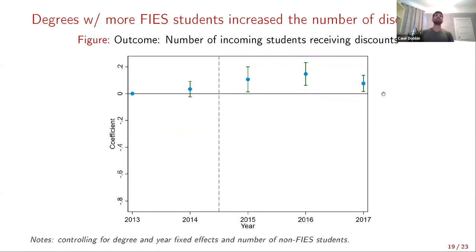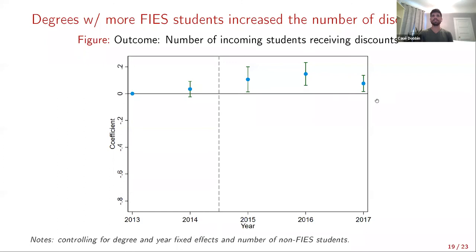So the story that I told in the beginning is very similar to what happened. Before the policy change, some degrees had a lot of people with loans. Now these degrees no longer have loans, and now they're offering more discounts. So a part of the reason why the drop in total number of students was not as big as the drop in loans is because now more people are getting discounts.